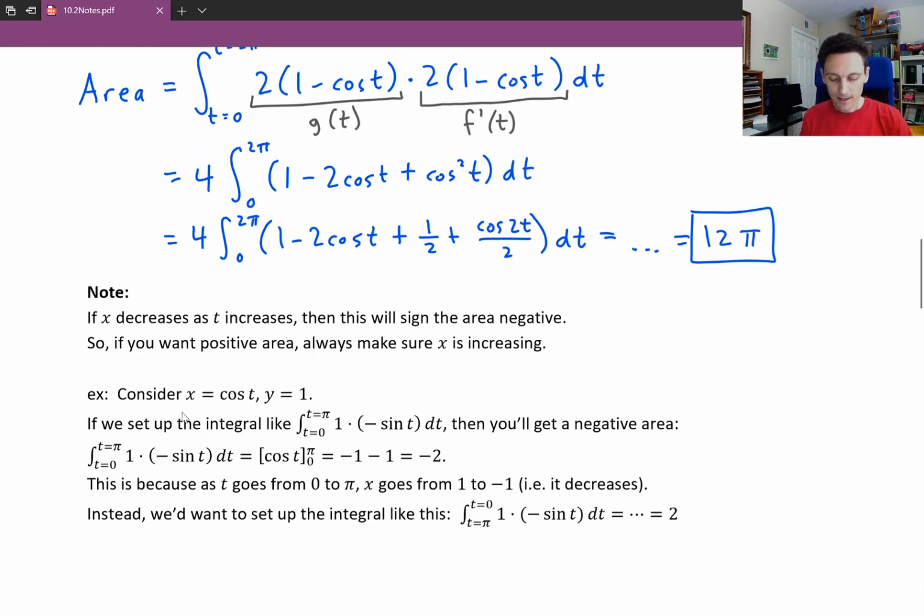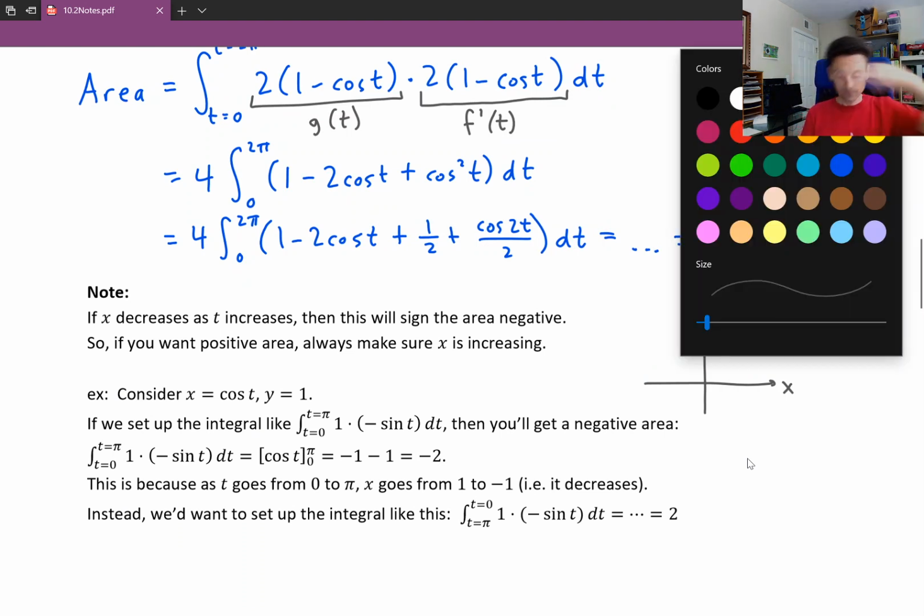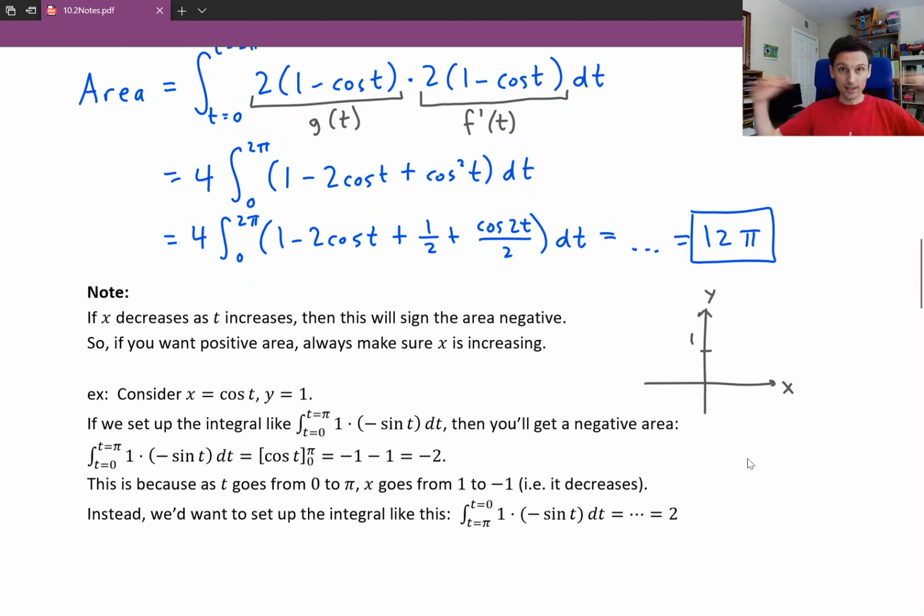Here's a quick example. Consider the parametric equations x equals cosine t and y equals 1. Just for practice, let's draw a sketch of that. Notice that y is always equal to 1, no matter what t is. So we know that our graph is going to be along a horizontal line, y equals 1. And then the x values are equal to cosine t. So as t goes from negative infinity to infinity, the x values are just oscillating back and forth between 1 and negative 1.